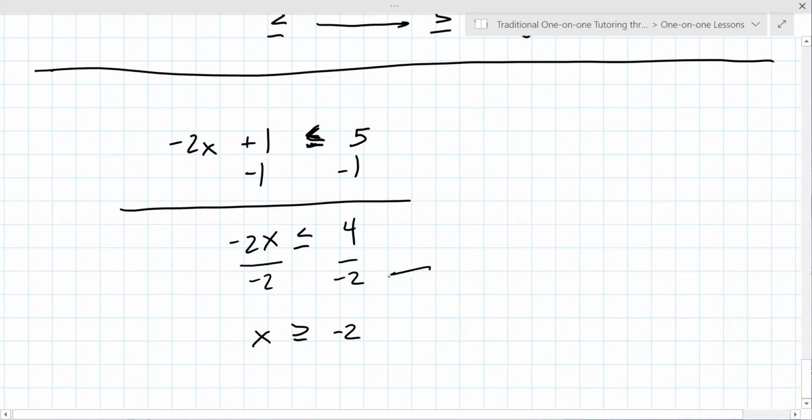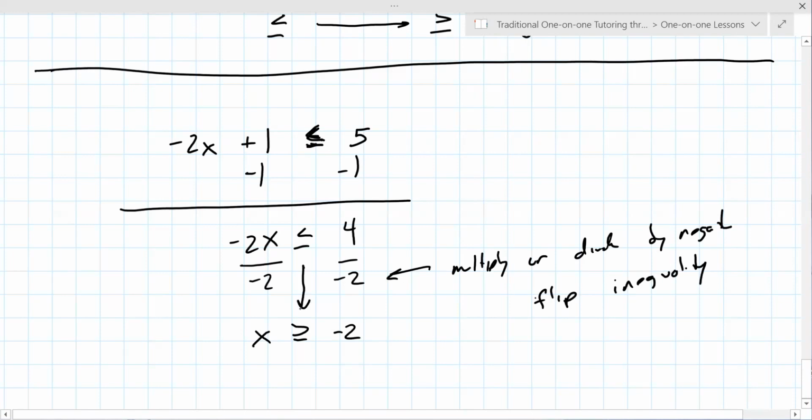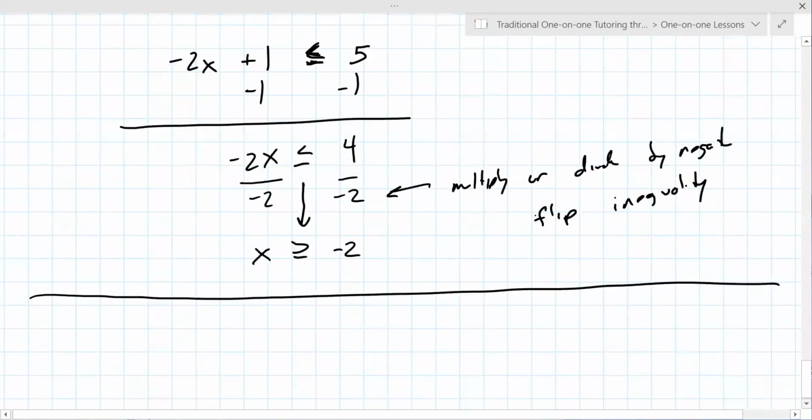So here, this step right here, because you're multiplying or dividing by a negative, you have to flip the inequality. So that makes see how this flips? That's going to be very good since I learned that next year. Absolutely. So let me have you try another one here.